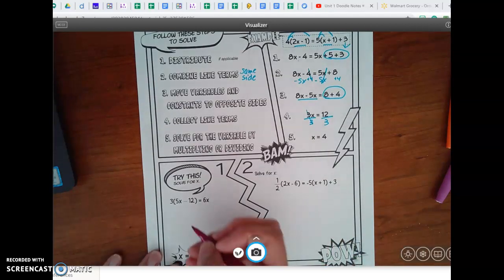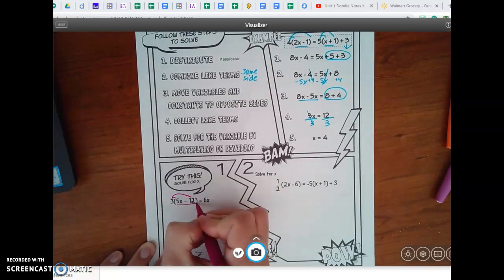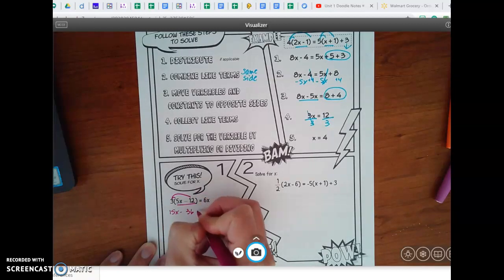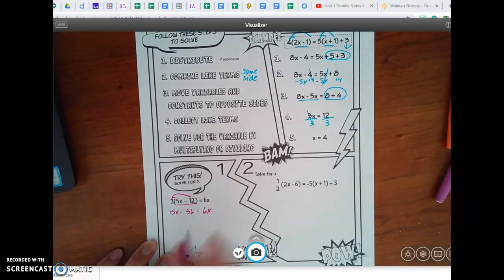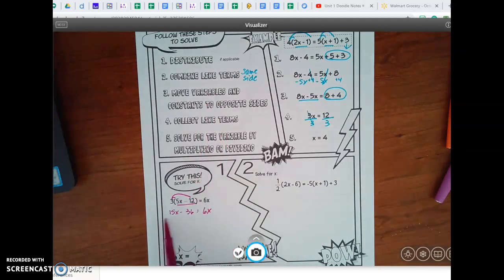The first problem here, we do have parentheses, so we're going to distribute again and distribute to everything inside. So that gives me 15x minus 36, and then I just bring down that 6x. At this point, we don't have any like terms that are on the same side, so I can't combine the 15 and the 6x because they're opposite sides.